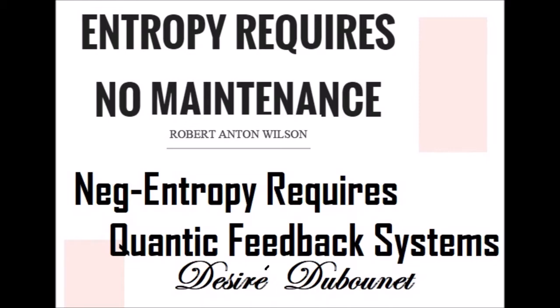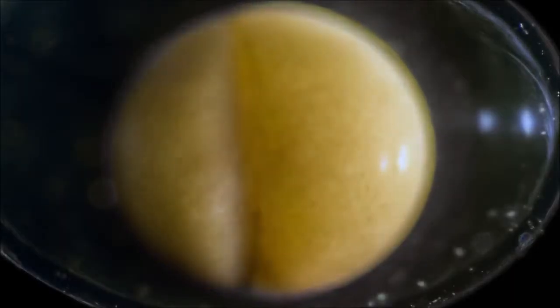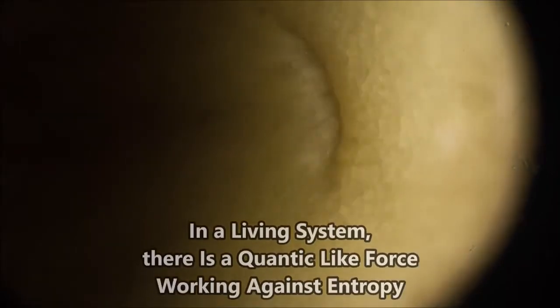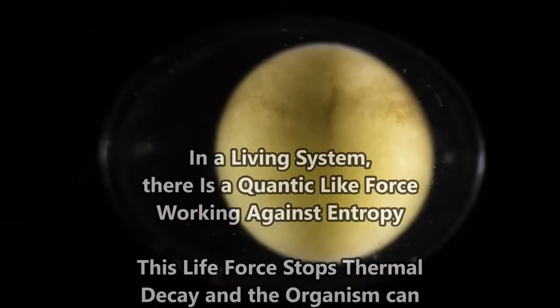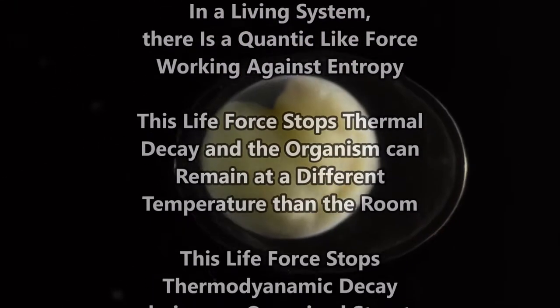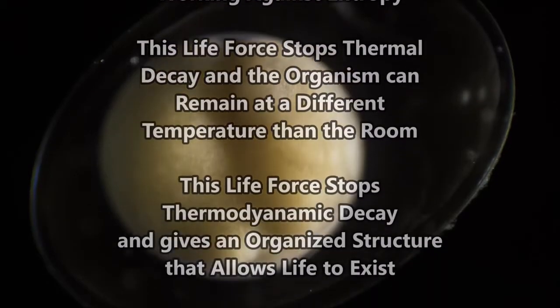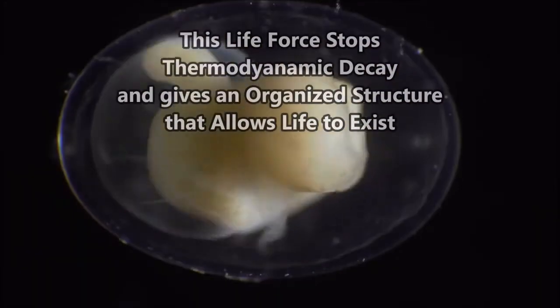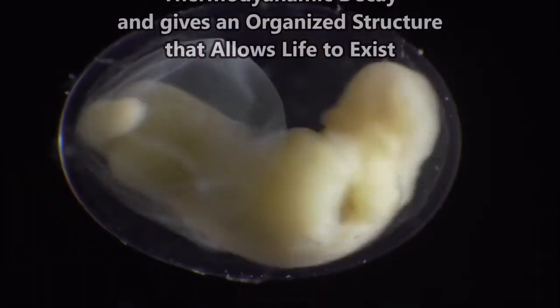What is negentropy? Well, basically, life proceeds because there is an organized principle of a set of laws that seem to be quantic-like laws that mean that life will fight against diffusion, against the second law of thermodynamics. In a living system, there's a quantic life force working against entropy. This life force stops thermal decay, and the organism can remain at a different temperature than the room. This life force stops thermodynamic decay and gives an organized structure that allows life to exist.